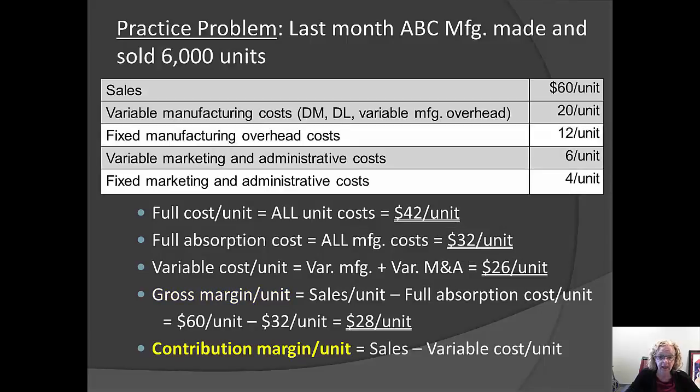That would be sales revenue minus all of the variable costs. So $60 of sales minus $20 of manufacturing costs that are variable and $6 of marketing and administrative costs that are variable gives us $34 per unit. This information does not tell us whether these numbers are good news or bad news. Remember, in order to decide whether something is good or bad, you need to be able to compare it to something, and we can't do that here.